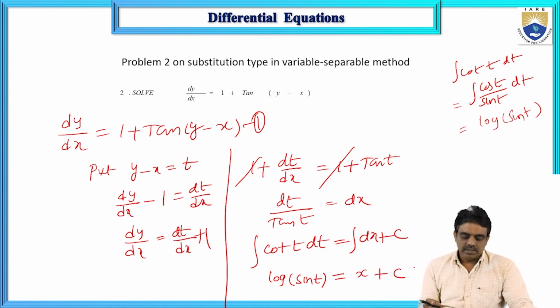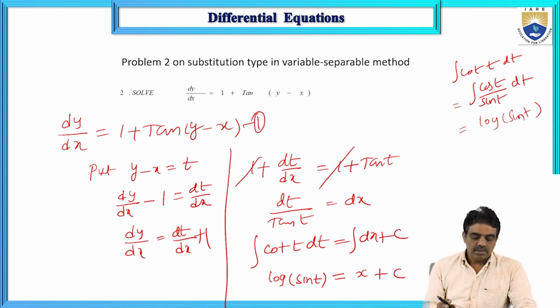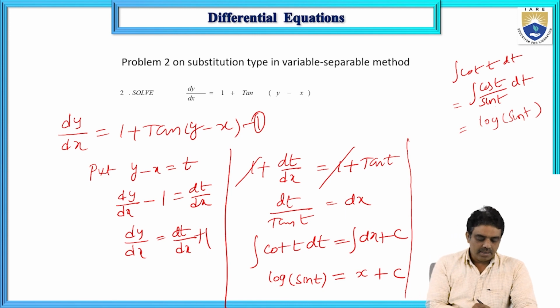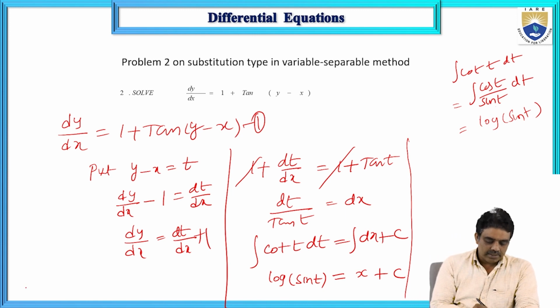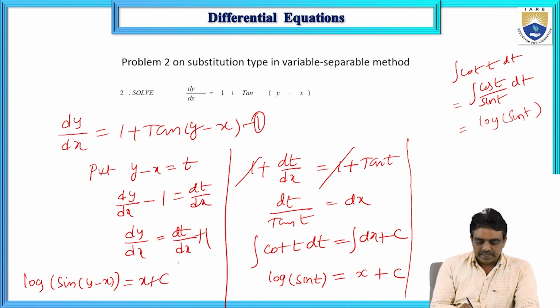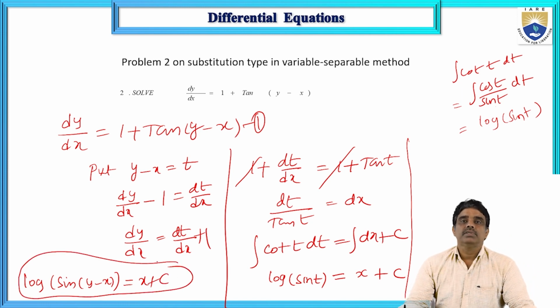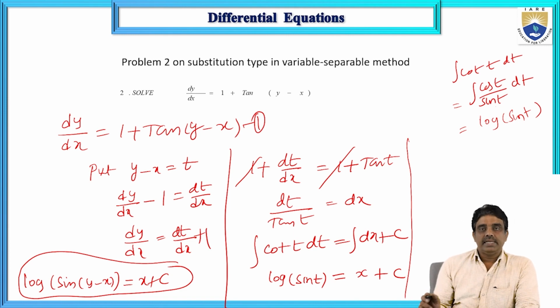But what is t? It is y minus x. So finally, we have to replace t for the final solution. Log of sin t means log of sin of y minus x is equal to x plus c. This is the required solution of the given problem, in terms of x and y.